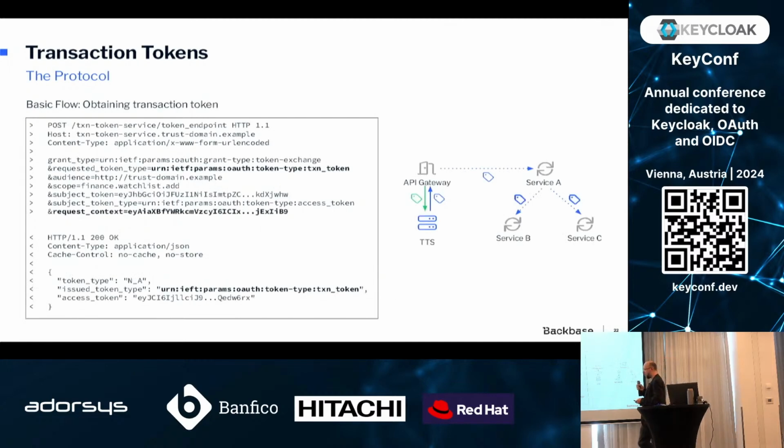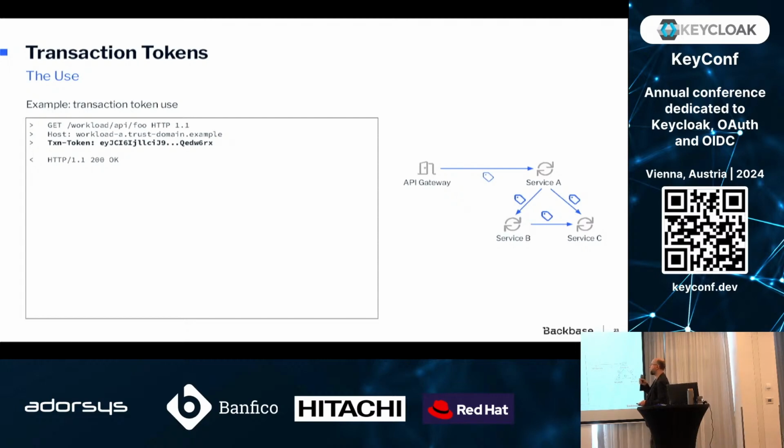So here is how we acquire the transaction token. It's a standard token exchange, but with the addition of a new profile. Like we use a specialized variant of token exchange. We supply our external token and we request the transaction token, and it is returned as part of the standard token response. And finally, this is how to use it.